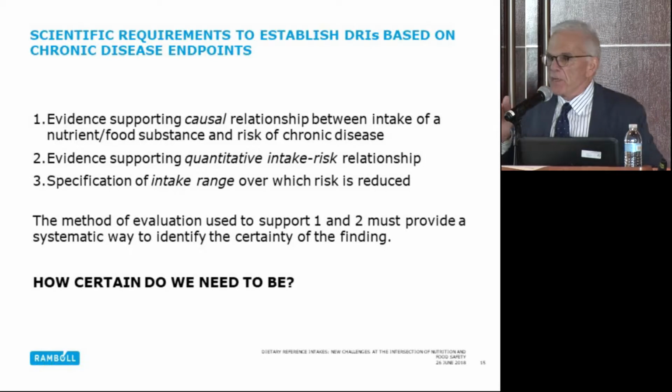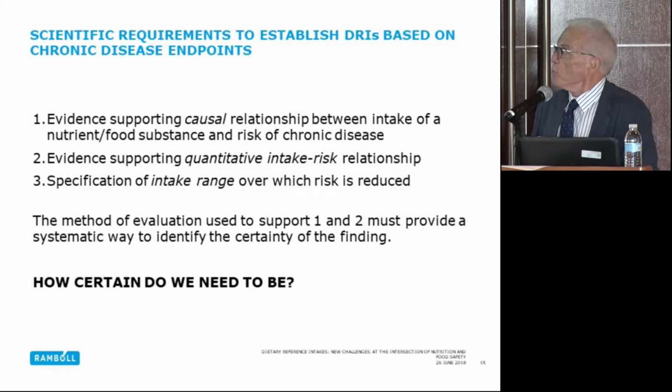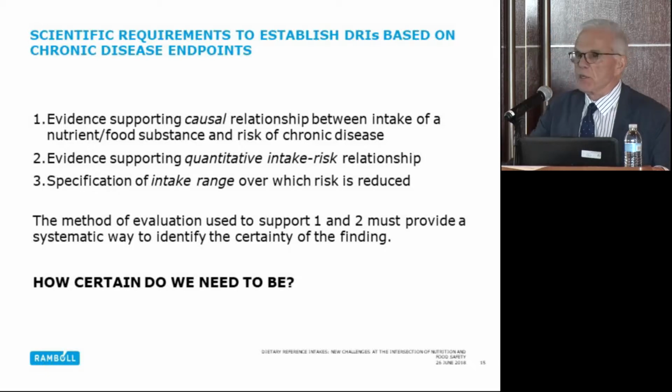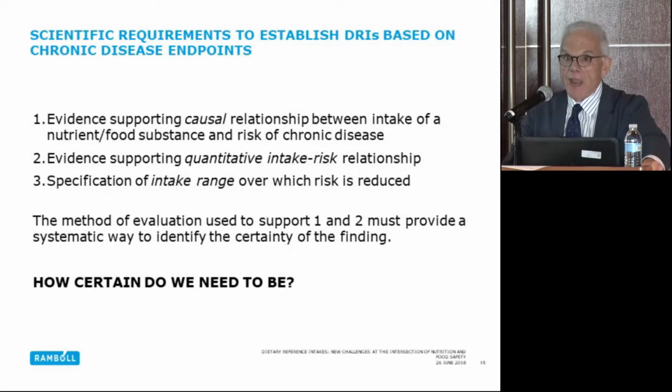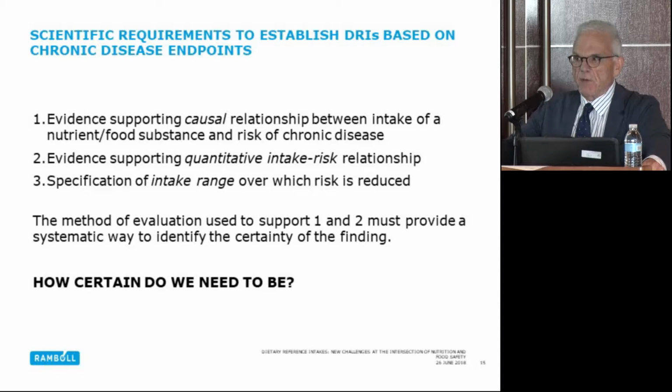So the minimum scientific requirements, as laid out in the Guiding Principles report, are, first, evidence of a causal relationship between the substance and the risk of chronic disease, and quantitative information on intake-risk relationships, and then a specification of some range of intake over which risk will be reduced. Range of intake. So range of intake is not a point estimate, as you will see. The old ideas about DRIs, which are all point estimates, will not apply in connection with chronic diseases. But it's a much more demanding database to get to that range of intakes.